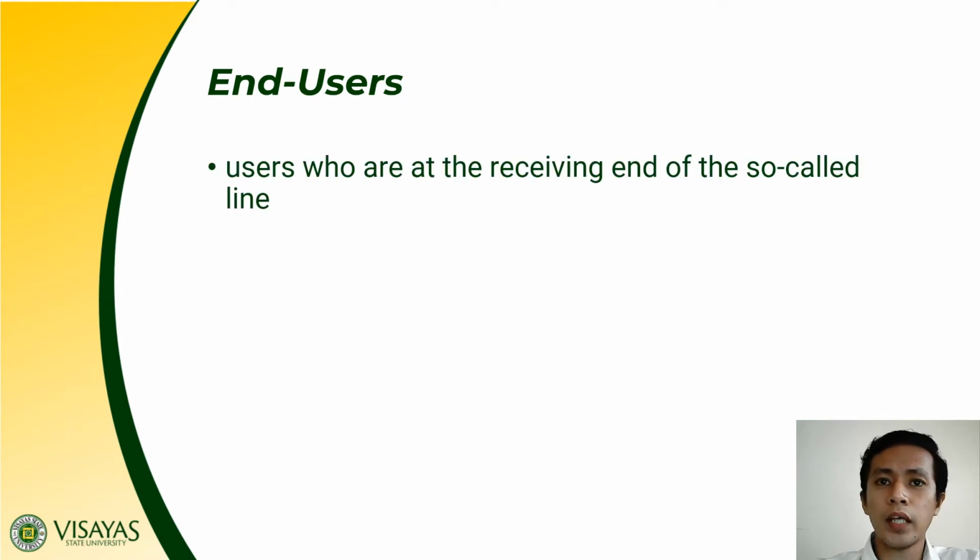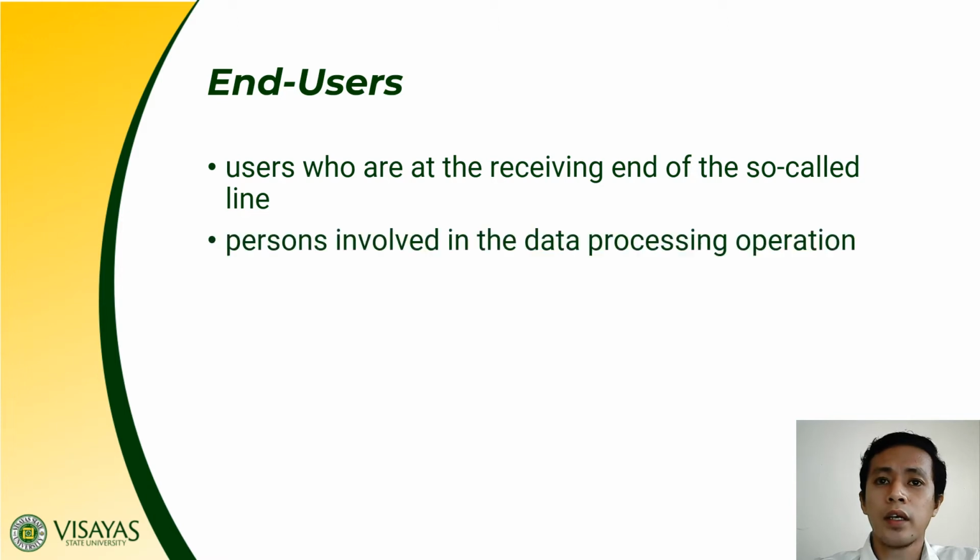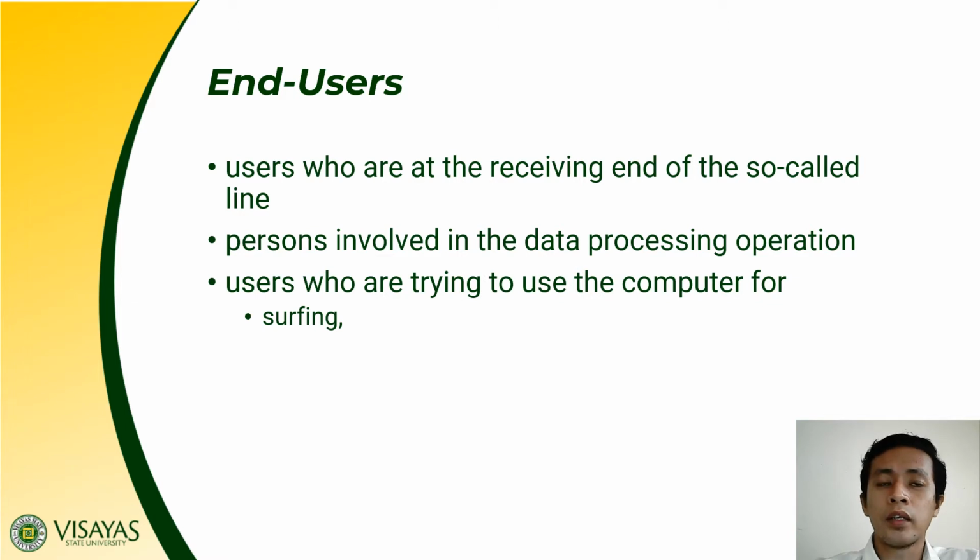When you say class end user, these are the users who are at the receiving end of the so-called line. Meaning to say class, they are the ones involved in the data processing operation. Say for example, if you have your data encoder. So data encoder class are classified as an end user because they perform data processing. And also, these users are classified as end users when you use the computer to surf the internet.